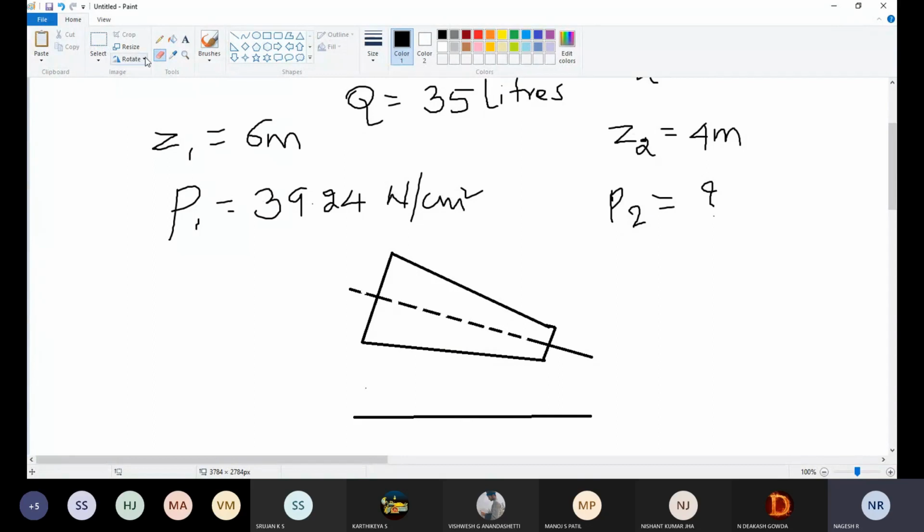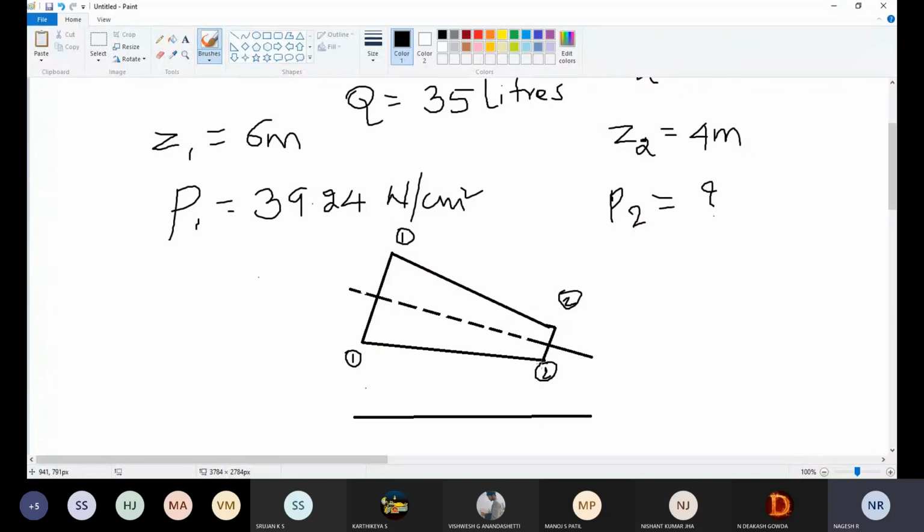Okay, now see here, I will consider this as section number 1. This is section number 1 and this is section number 2. Okay, so now I can write the value of D1.